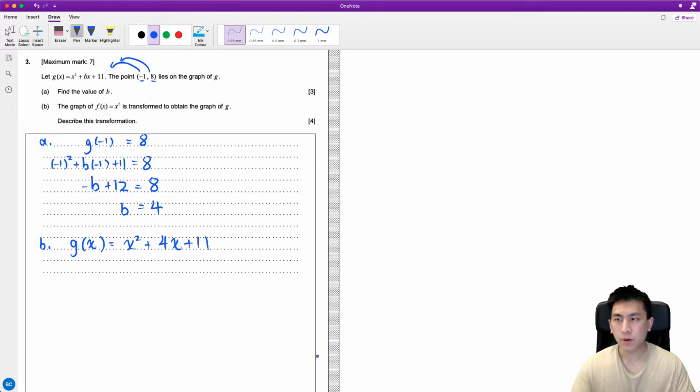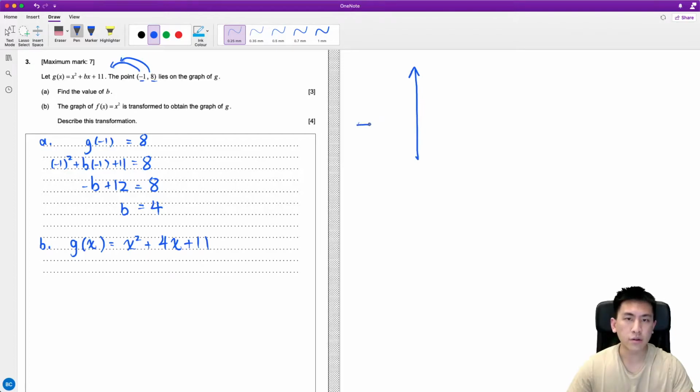Okay, now let's read part B. So they say the graph of y equals x squared is transformed to obtain the graph of g. Right, then we know we're dealing with a transformation. Let me first sketch the graph and see what it looks like.